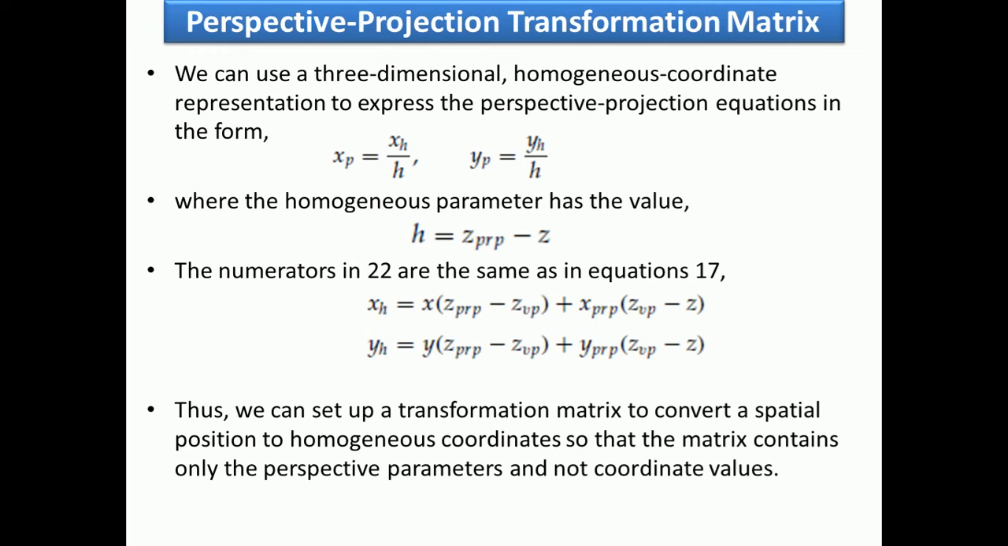Both the numerators are the same here, that is xh equal to x(zprp minus zvp) plus xprp(zvp minus z), and yh equal to y(zprp minus zvp) plus yprp(zvp minus z). Thus we can set up a transformation matrix to convert a spatial position to homogeneous coordinates so that the matrix contains only the perspective parameters and not the coordinate values.